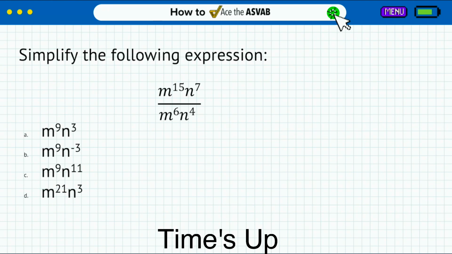So simplify the following expression. We have another quotient of powers rule. We have m and m over here, 15 and 6. We know that when we are dividing powers, we subtract those exponents. So that's going to give us m to the power of 9, because 15 minus 6 is positive 9. And then 7 minus 4 for the n's. That will be n to the power of 3. 7 minus 4 being 3. So we have m to the power of 9, n to the power of 3, making A the correct answer.